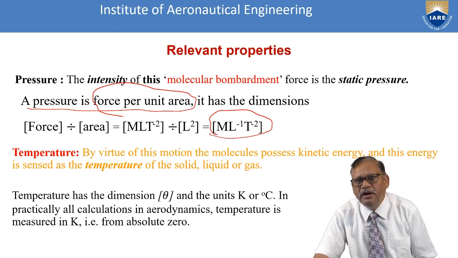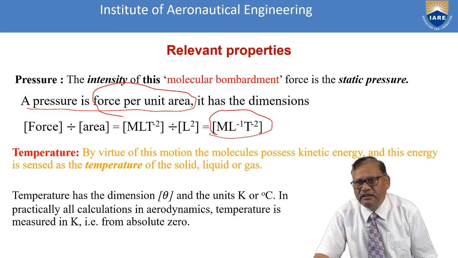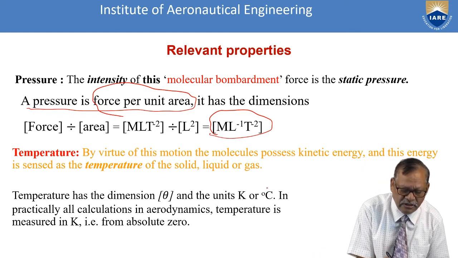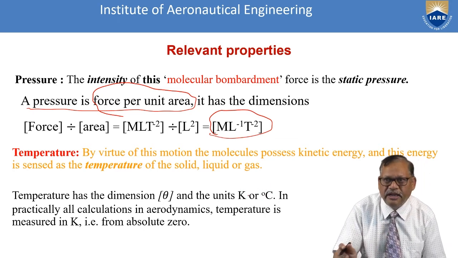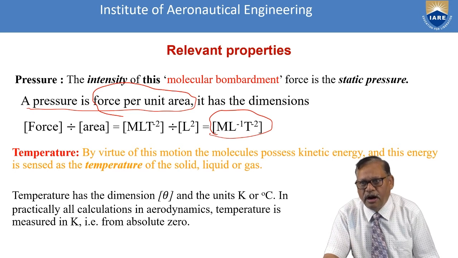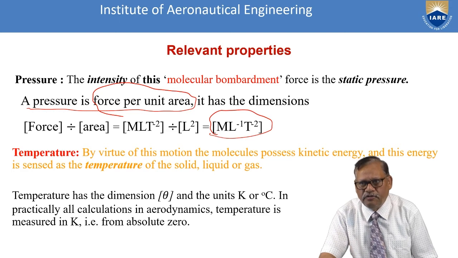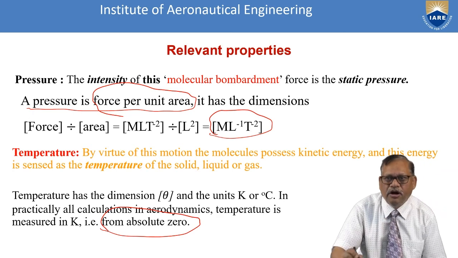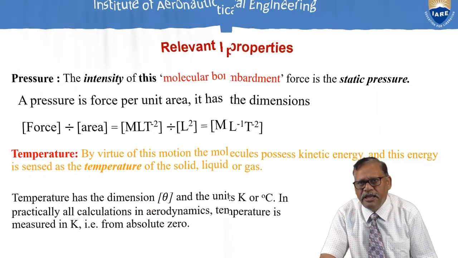So what will we do? Temperature, its dimension we write as theta, and its unit is degree centigrade, or Kelvin. Kelvin is the absolute temperature. So this is the way. That means when we measure the absolute temperature, we measure from the absolute zero. So let us talk about some other property.